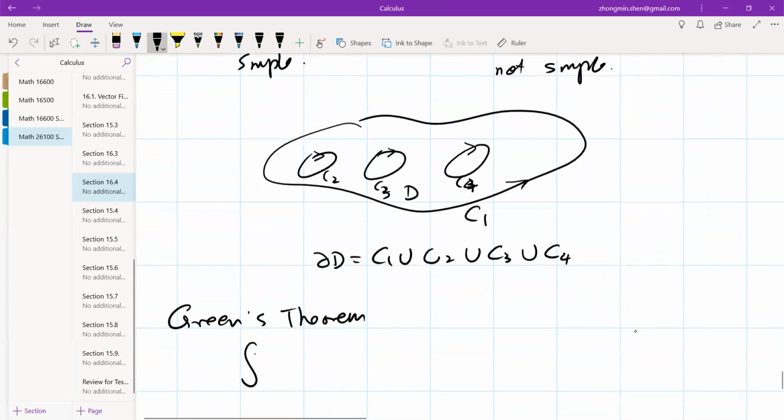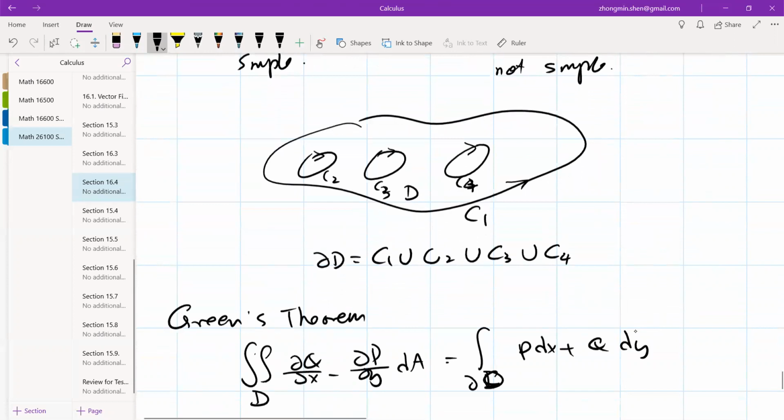It says that the double integral over D is going to be the line integral of P dx plus Q dy, and it doesn't matter how many holes there are. And if there are no holes, then there's just a single simple closed curve.